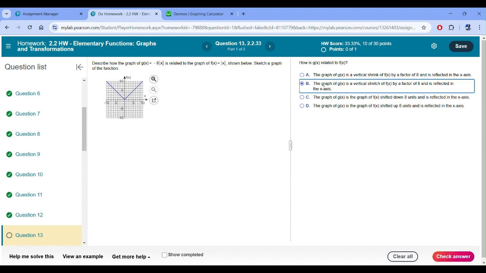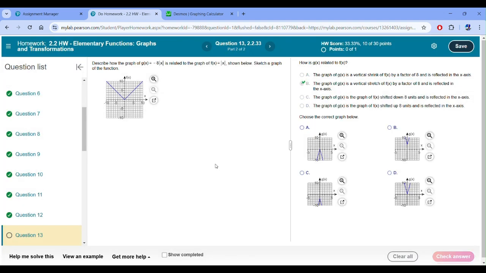It's a vertical stretch and reflected in the x-axis. This graph would look something along the lines of, I don't know which one of these two it would be. I'm taking a guess because it didn't shift up or down. It's the same vertex. Boom, there we go.